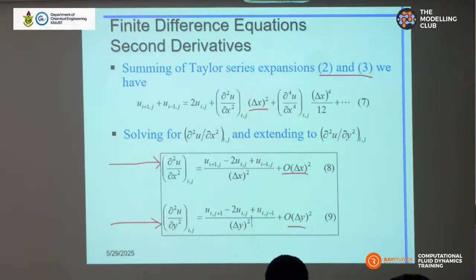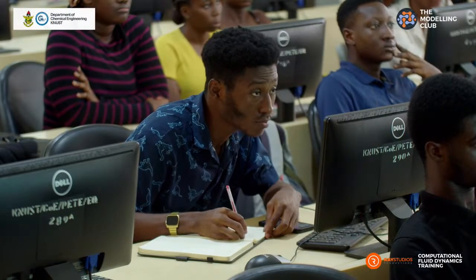So now you can also obtain an expression for the second derivatives, or second differentials, both for the x direction, and for the y direction. Note that now this is u i,j+1 minus 2 u i,j plus u i,j-1, and it's order delta x squared and order delta y squared. So now we have expressions for the first derivatives and the second derivatives.